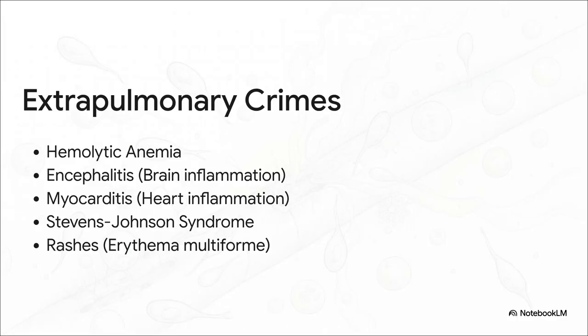But here's the thing. This saboteur doesn't always just stay in the lungs. Oh no. Because it messes with our immune system so much, it can cause all these other serious problems. We call them extrapulmonary crimes, all over the body. We're talking about anemia, inflammation of the heart, really bad rashes, and even scary neurological stuff like encephalitis. It's a true systemic troublemaker.